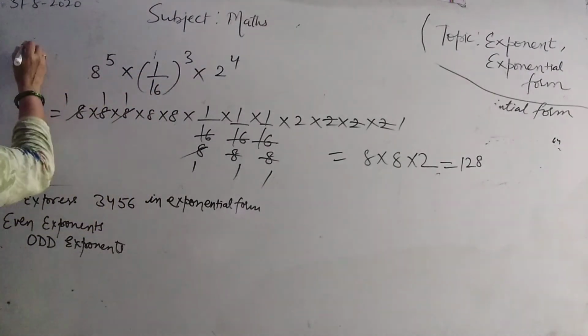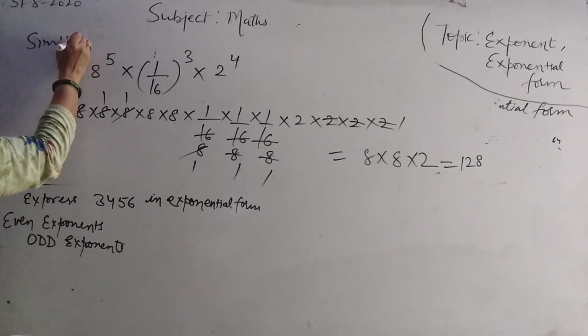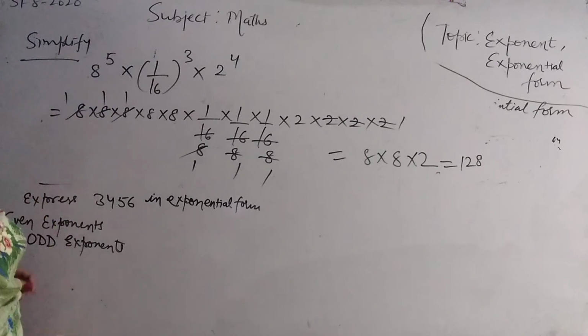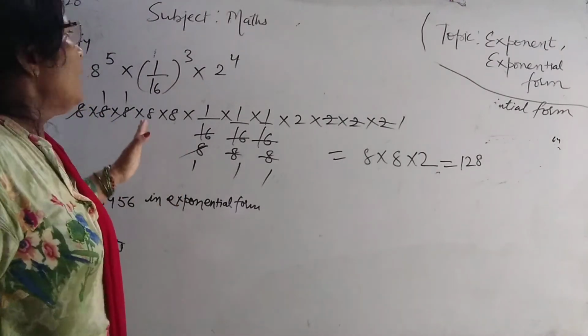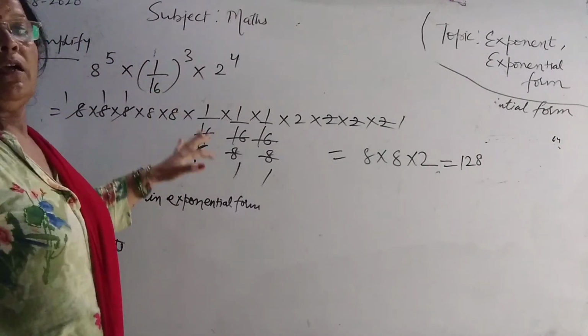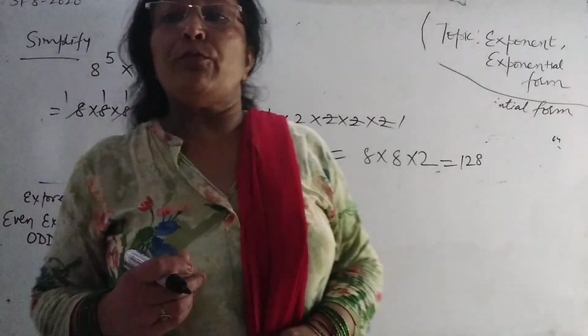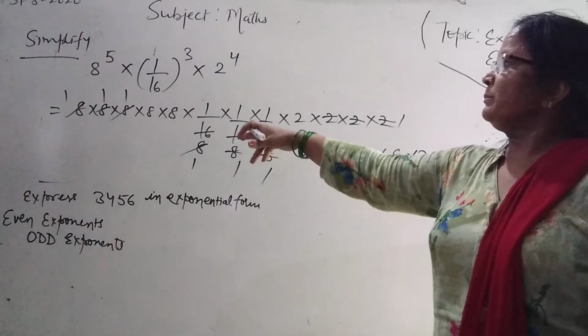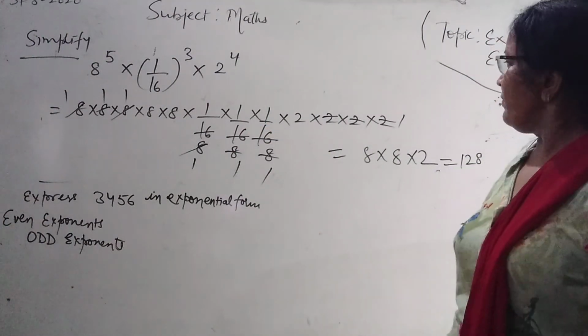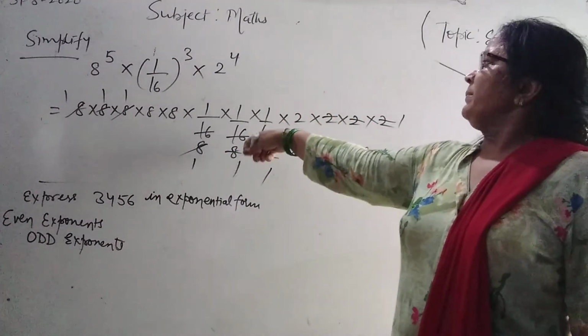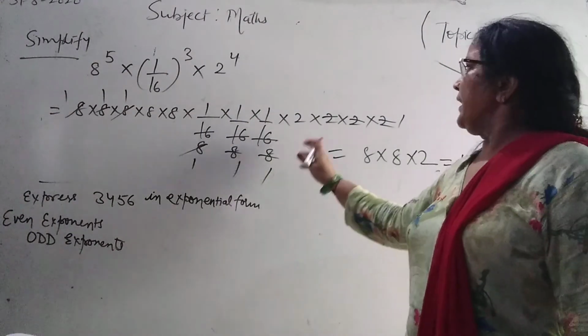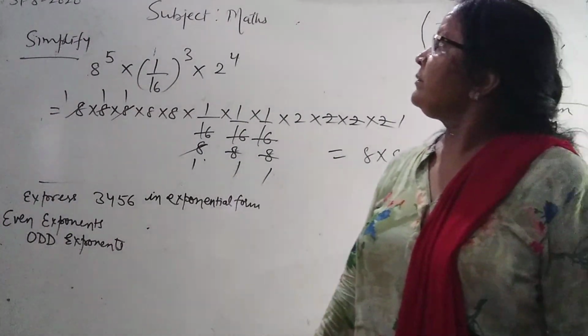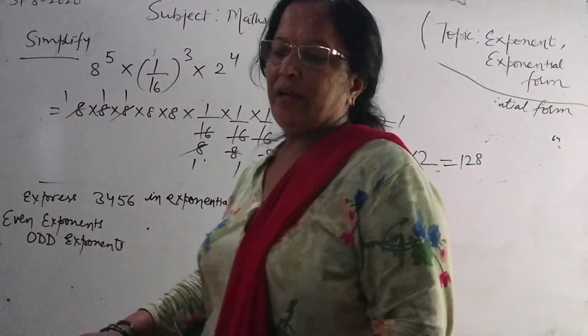You will simplify the given question when it is in the exponential form. Just expand the exponential form and simplify. Try to simplify with the highest common factor and get the answer. You will try exercise 5.5 of your book.